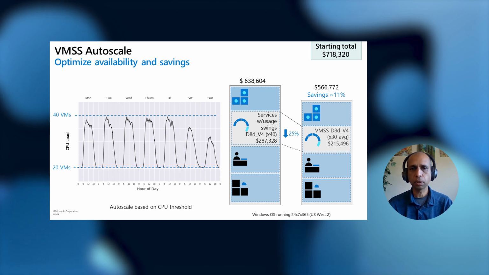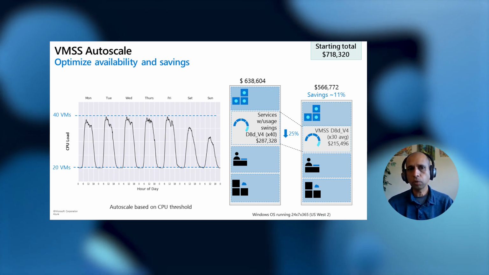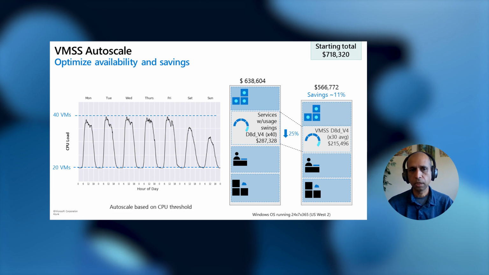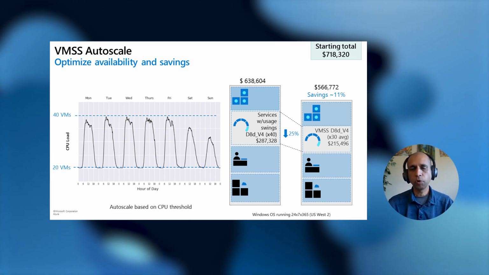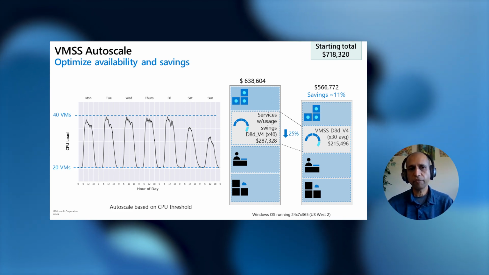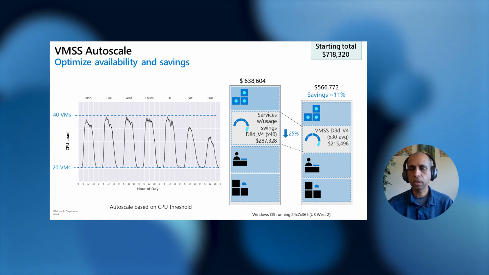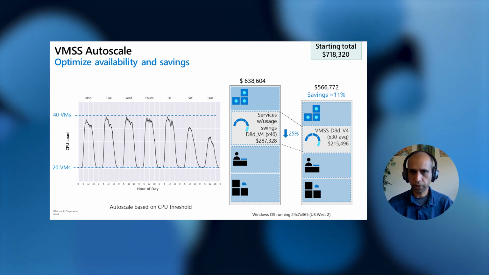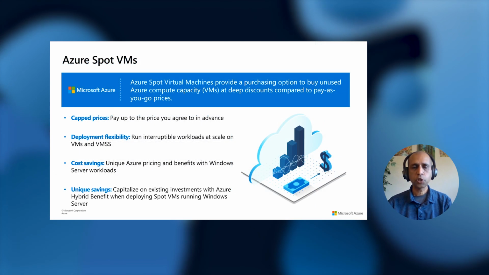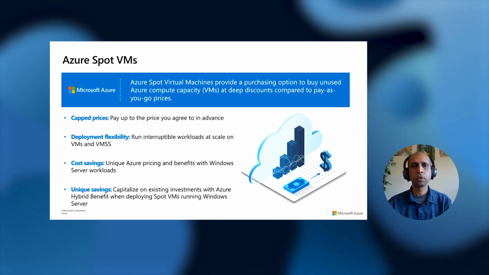With autoscale enabled, you use only the virtual machines that you need when you need it. So in this case, on average, you end up using 30 VMs. That results in a savings of about 25%. Now let's talk about Azure Spot VMs.